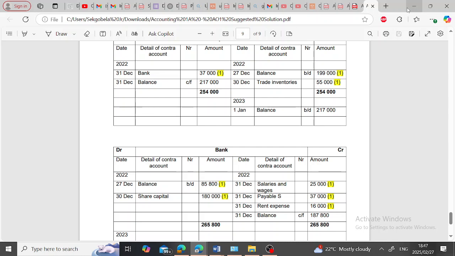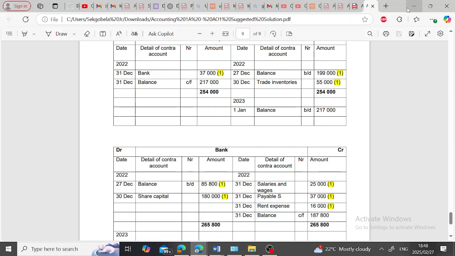For bank, I think this is the last account. This one is the one with the most information, so bear with me. Balance 85,800. Share capital of the shareholder who contributed 180,000. On the credit side, salaries and wages 25k. Payables, we paid 37,000. Rent expense was 16,000. And then, which side is greater? It should be the debit side, right? Debit side 265,800. 265,800 minus 16,000 minus 37,000 minus 25,000 gives us a closed off or carried forward balance of 187,800.